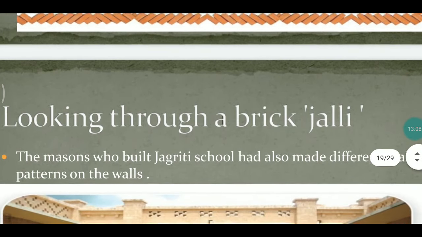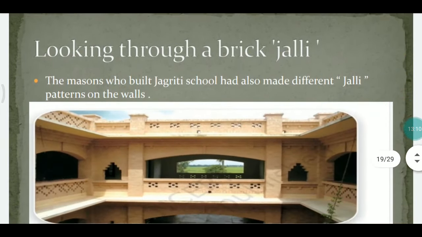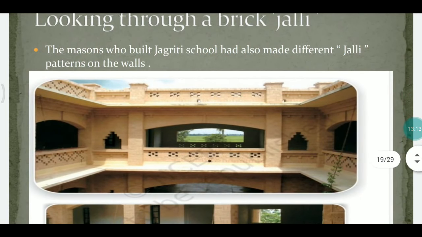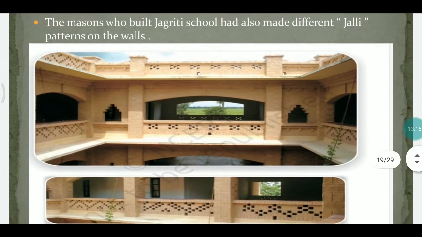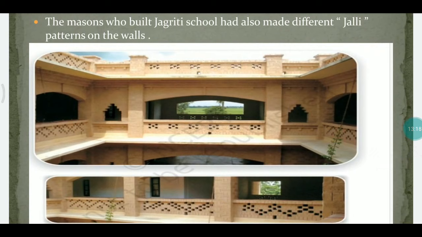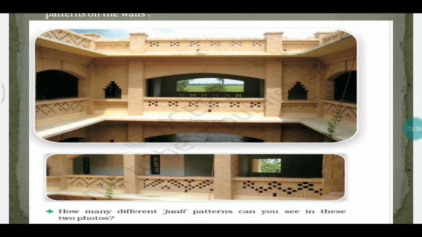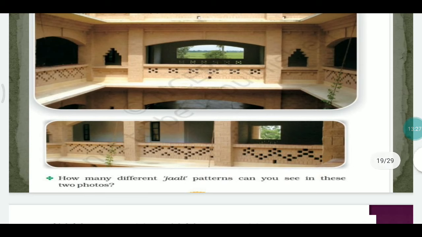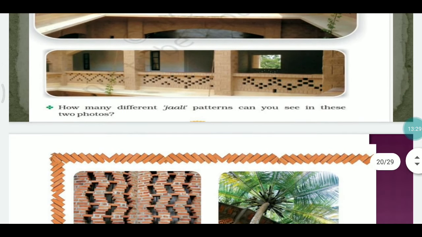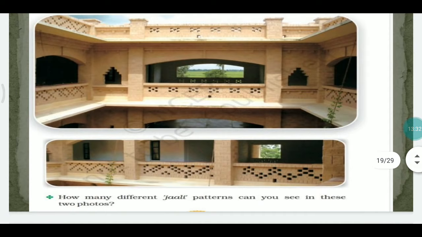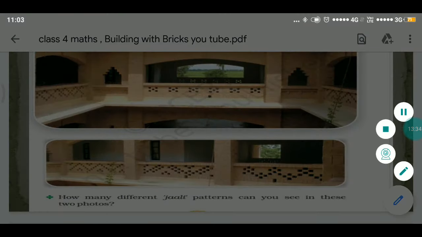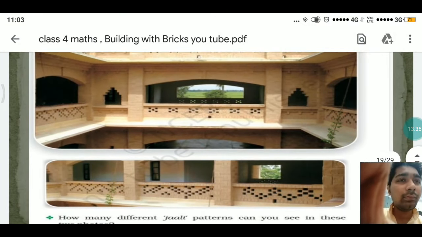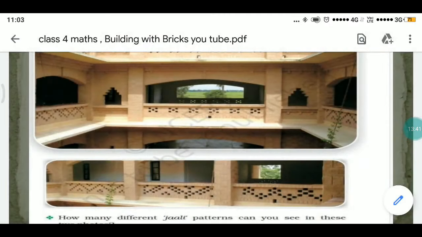Next, page number 19. Looking through a brick jali. The masons who built Jagriti school had also made different jali patterns on the walls. Look at the jalis, brick jali. How many different jali patterns can you see in the 2 photos? Count. There are 5 different jali patterns in the given 2 photos. 5, students, count it.